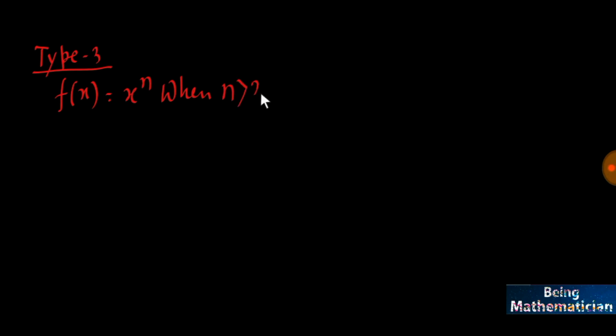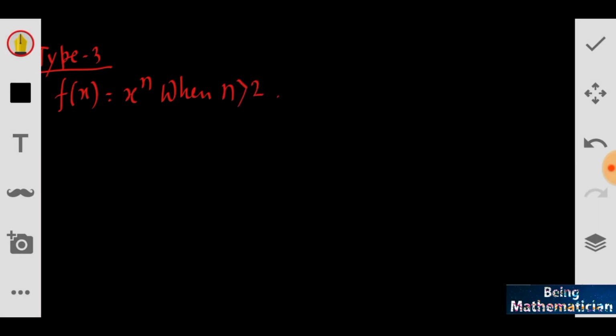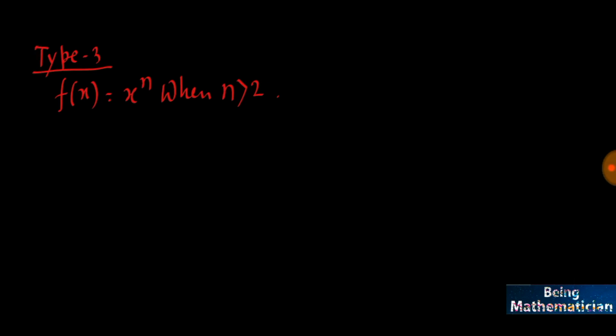Now let's discuss the third type of exponential function. Let us assume that f(x) equal to x to the power n when n is greater than 2. Now there are two cases that arise in the third type. So let's see case number 1 when n is an even natural number.